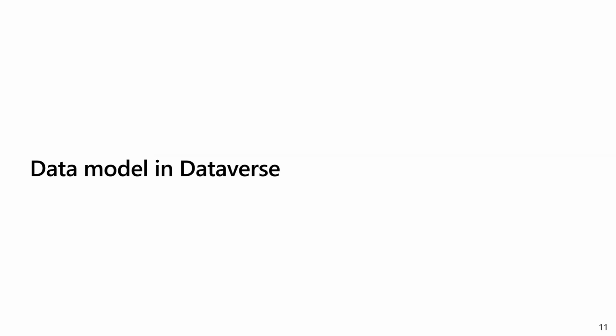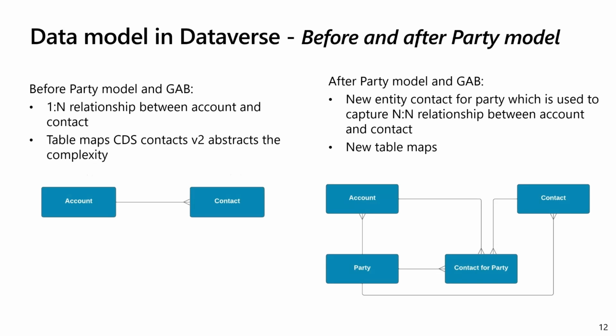Hello everybody. Let's do a deep dive now into the entity data model in Dataverse after installing the party model and global address book solution. Before installing this solution in Dataverse, a contact could be associated with an account, that is, one account relates to zero to many contacts. Also, an account could be assigned a primary contact, but application logic prevented the same contact from being designated as the primary contact for more than one account. Therefore, this mapping does not support a many-to-many relationship between contacts and accounts.